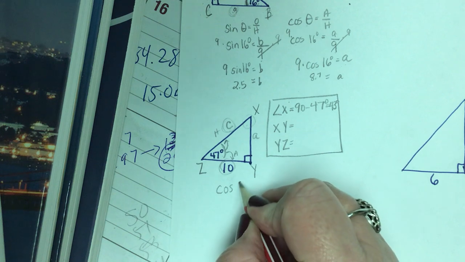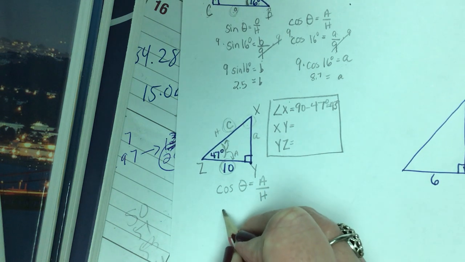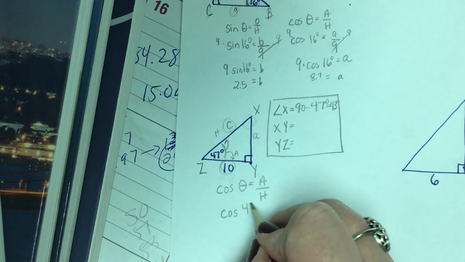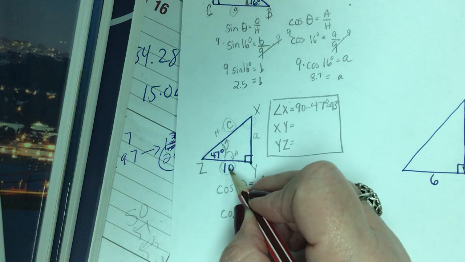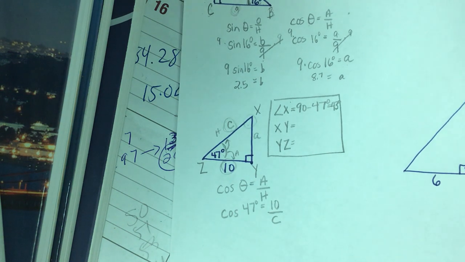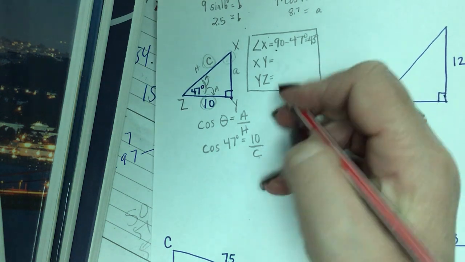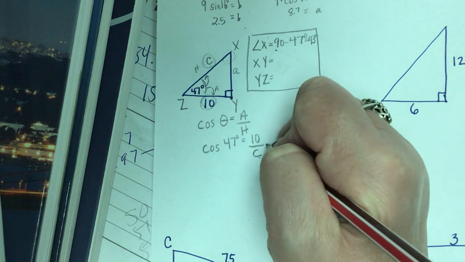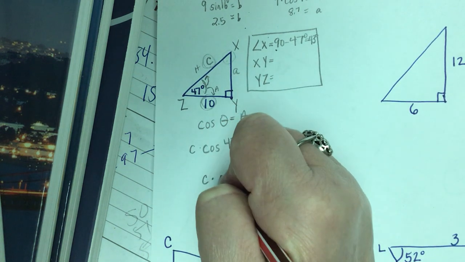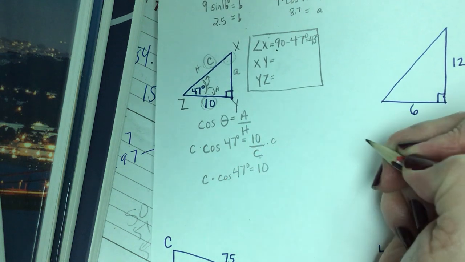Cosine of theta equals adjacent over hypotenuse. Cosine, fill in what you know. The cosine of 47 degrees equals adjacent is 10 over the hypotenuse. Always, always, always get rid of what you're dividing by first. I'm dividing by C, so multiply by C. C times the cosine of 47 degrees is 10.